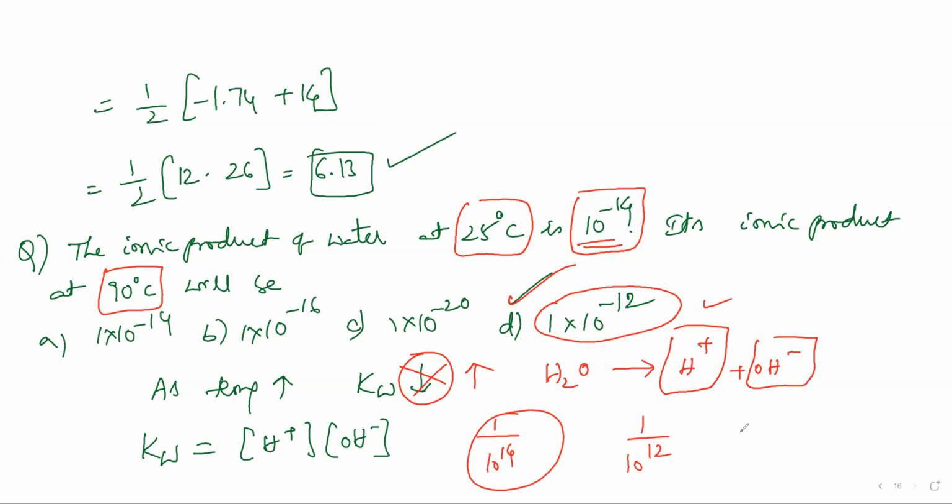I'll give you one example here. 1 by 10, 1 by 100, which is more? 1 by 100 is lesser value. 1 by 10 will be 0.1. So if denominator part is less, you will get final value more. So in that case, 10 power minus 12 will be more than that of 10 power minus 14.